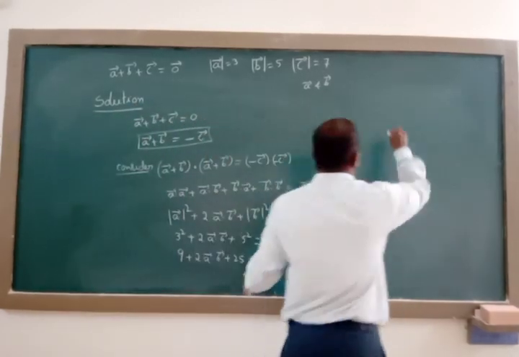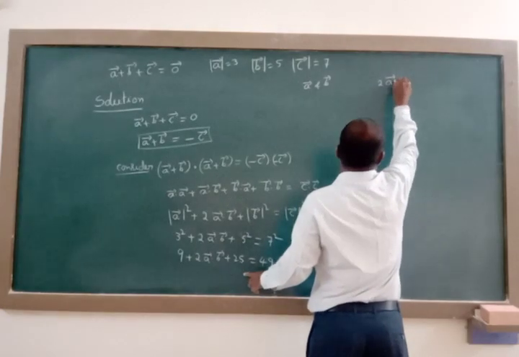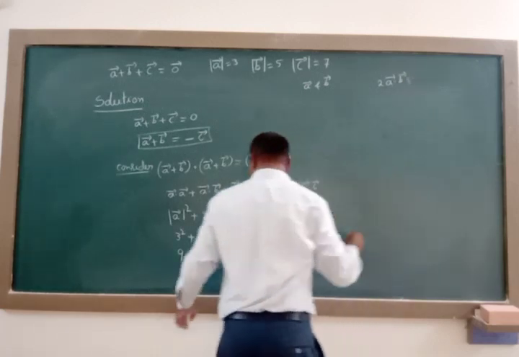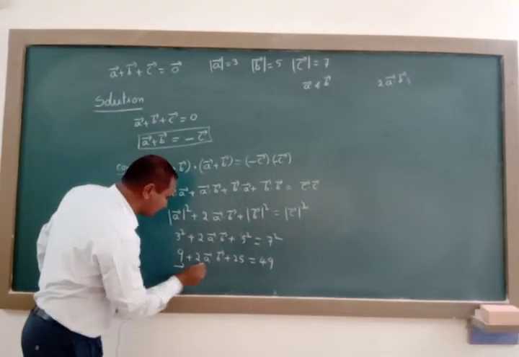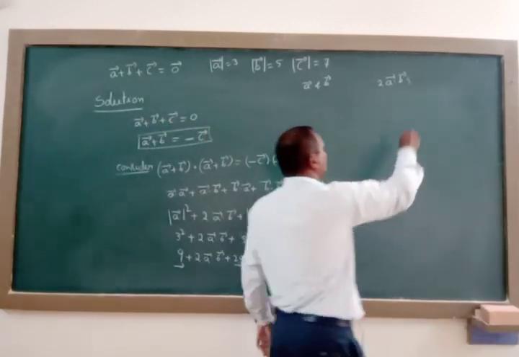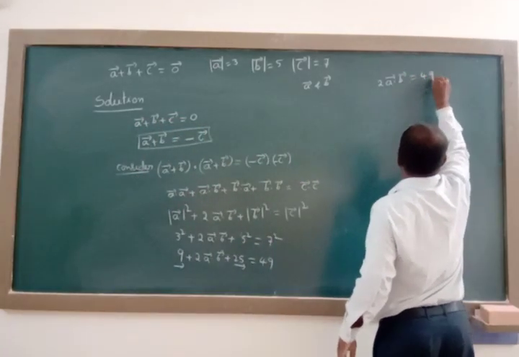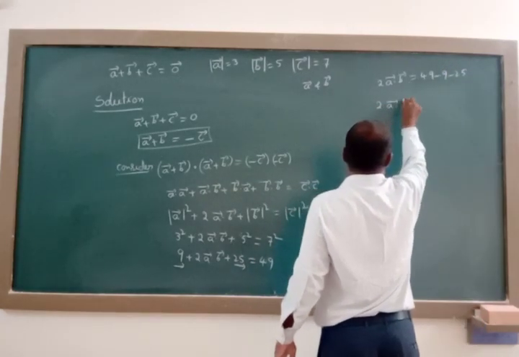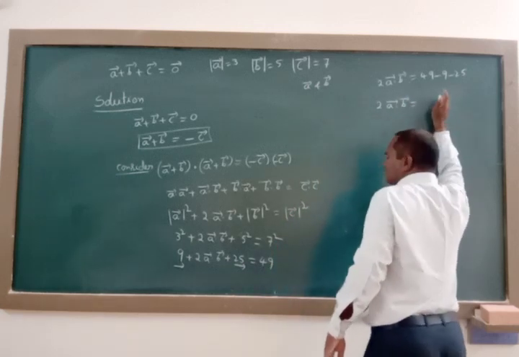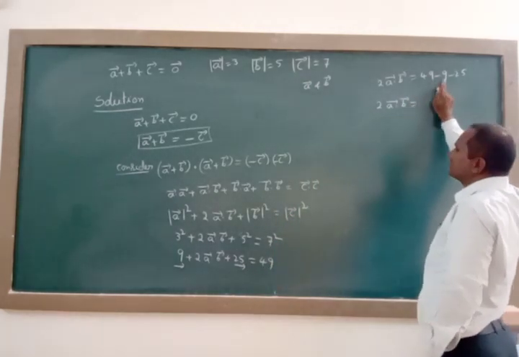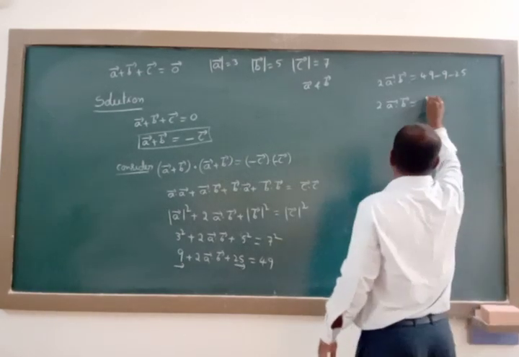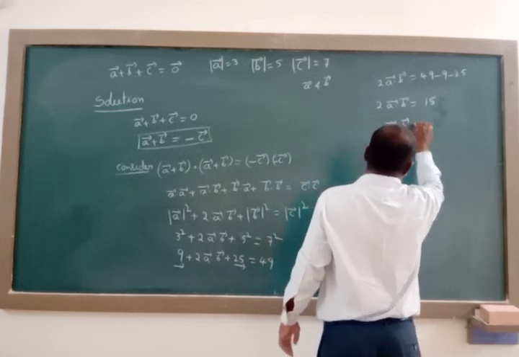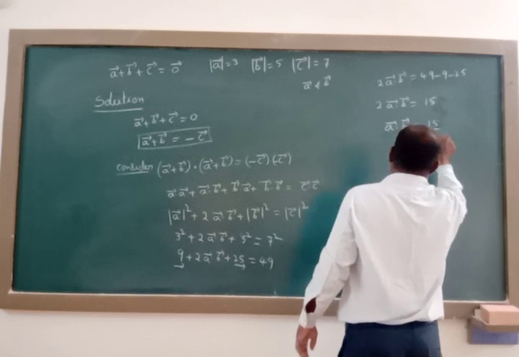9 plus 25, 2 a bar dot b bar plus, otherwise send all this 9 to that side, and 25 to that side. 49 minus 9 minus 25. 2 a bar dot b bar is equal to 40 minus 25. 49 minus 9 is 40 and 40 minus 25 is 15. Therefore, a bar dot b bar is equal to, 2 going to the other side becomes a divisor of the right hand side part, 15 by 2.